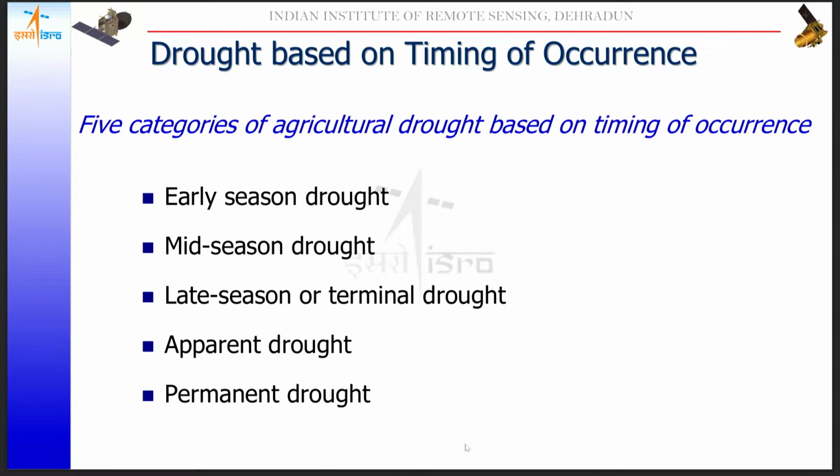This is another type of classification of drought, which is based on the time of occurrence. There are a total of 5 types of droughts, as listed here: early season drought, mid season drought, late season drought, apparent drought and permanent drought.